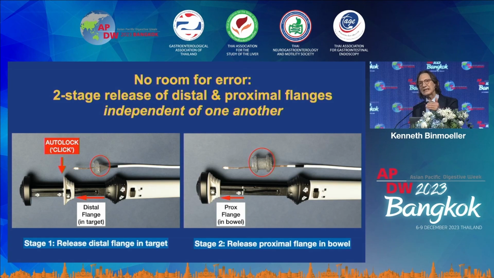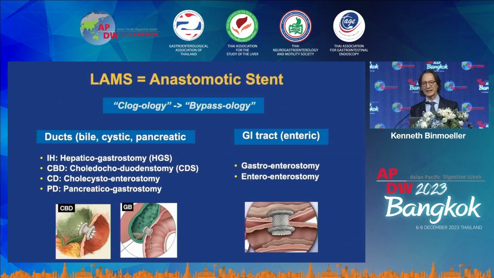In a completely separate step, you deploy the proximal flange. So you have time to think and adjust your position. You're going to snug up the distal flange against the wall, and then you release the proximal flange in the bowel lumen under endoscopic guidance.